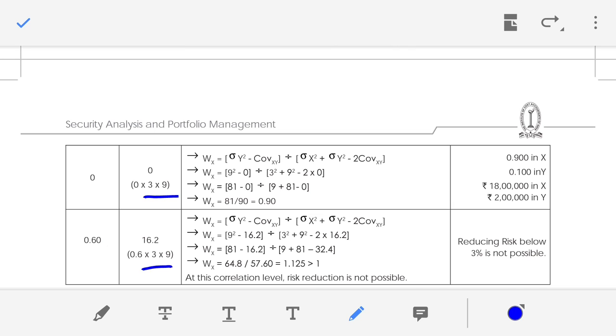So at this correlation level, risk reduction cannot be possible. That is what we need to write as the comment for this solution.